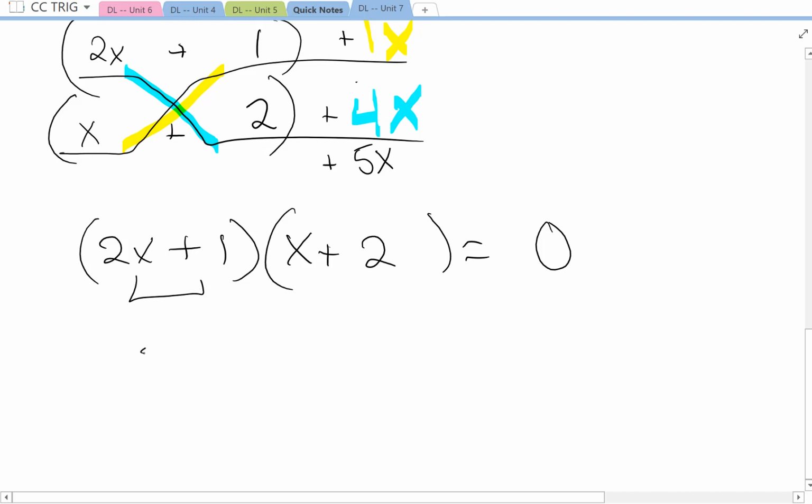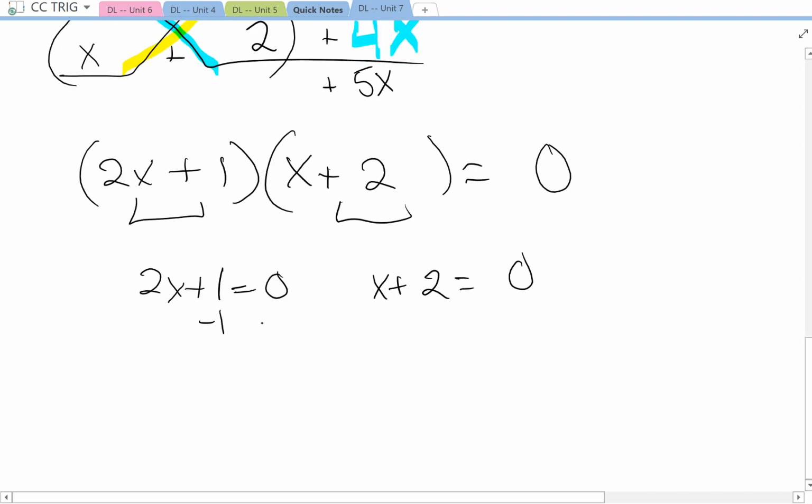And from here, let's use the zero product property to solve for our remaining zeros. Subtract 1 on both sides and then divide by 2. So x would be negative 1 over 2. And then subtract 2 on both sides, x equals negative 2.